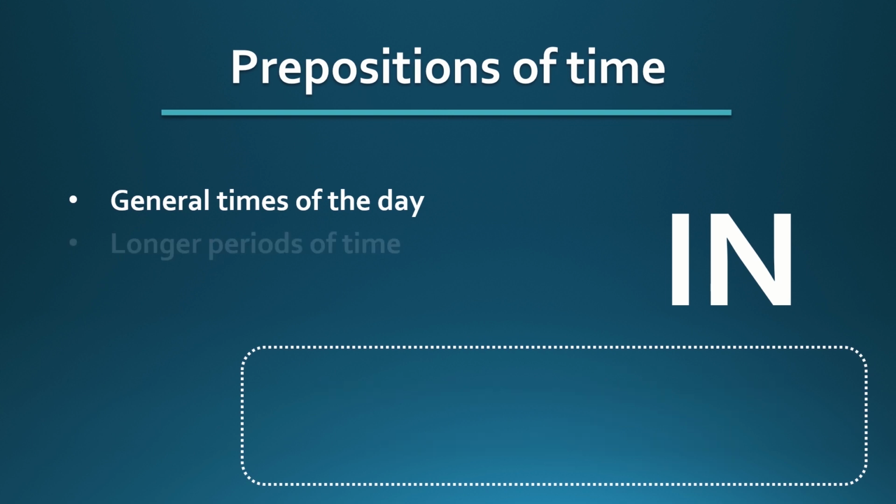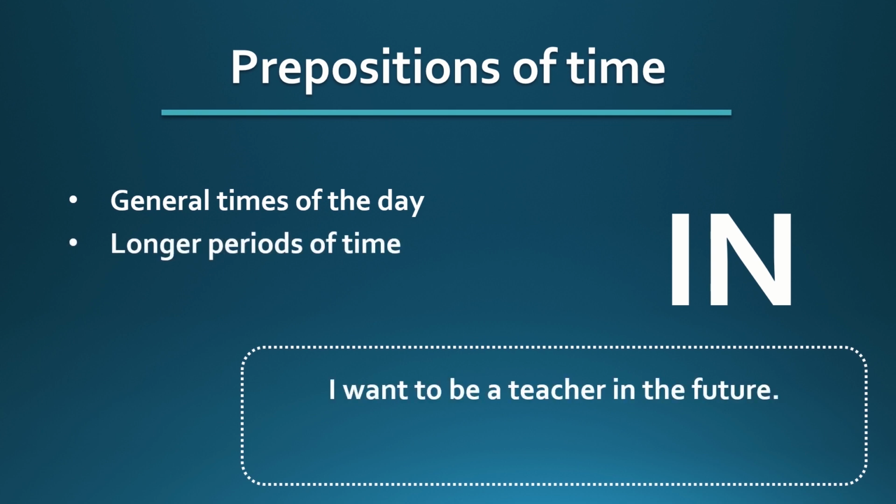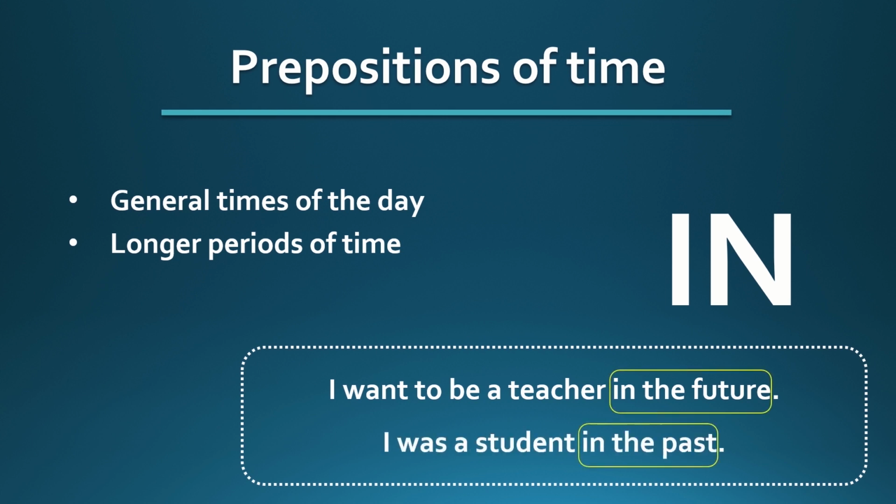Another use is when we talk about longer periods of time, like I want to be a teacher in the future. I was a student in the past. So future and past are long periods of time. They are not specific. They don't talk about specific time.